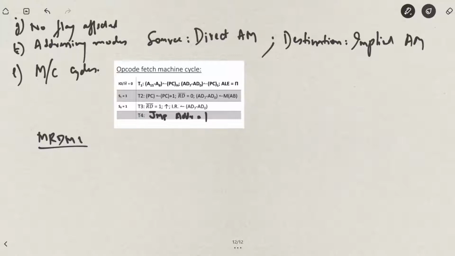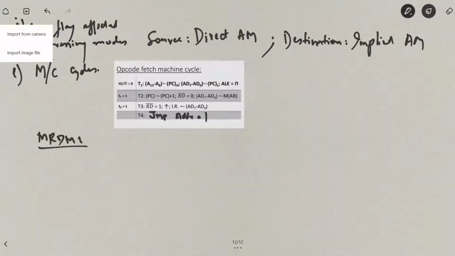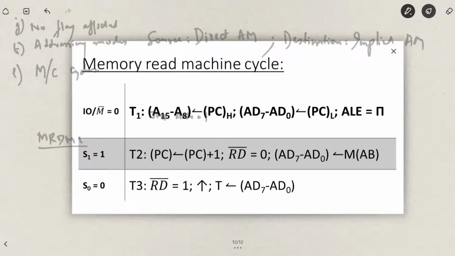So what will happen in the two memory read machine cycles is, in the first memory read machine cycle, the lower significant byte, the LSB of the address, will be read, and in the next memory read machine cycle, the most significant byte, the MSB of the address, will be read. So in the first memory read machine cycle, the LSB of the address will be read. In the second memory read machine cycle, the MSB of the address will be read.